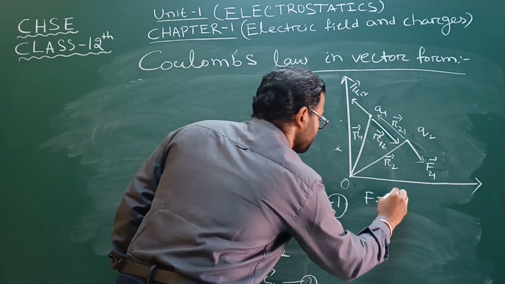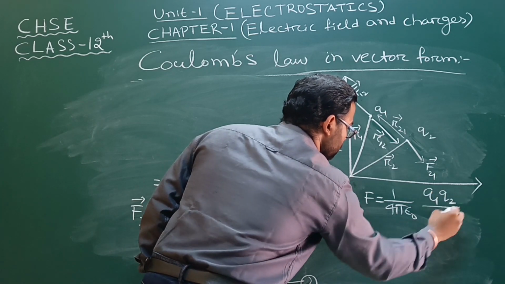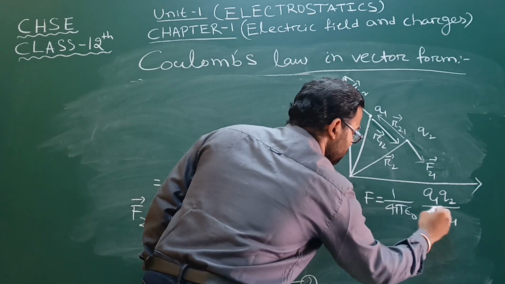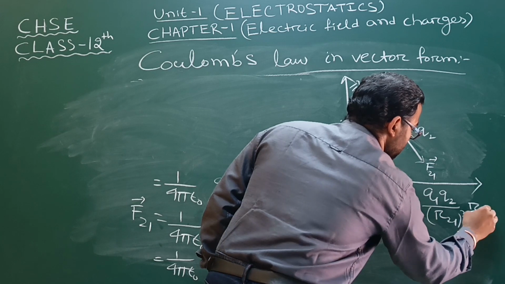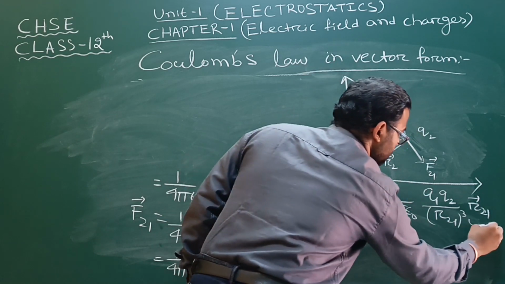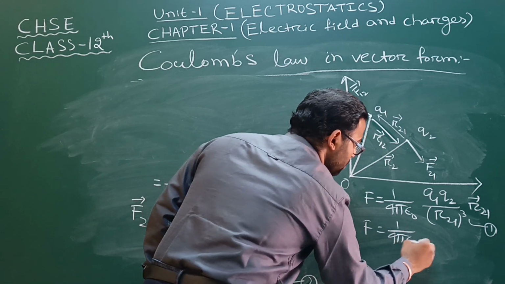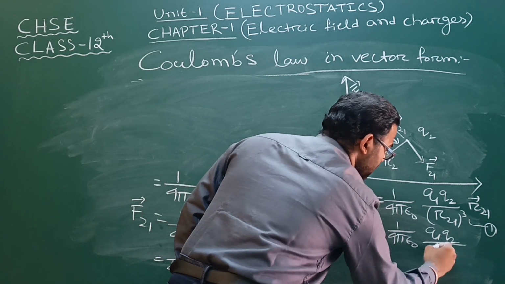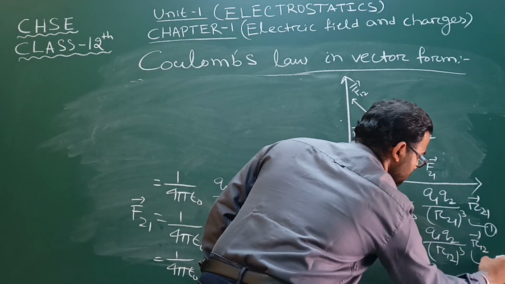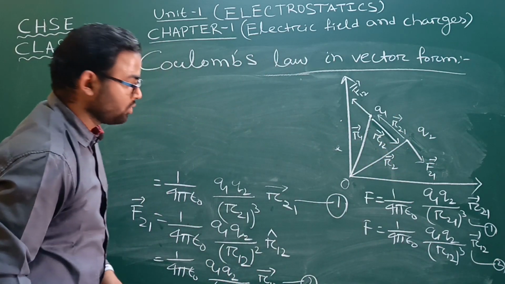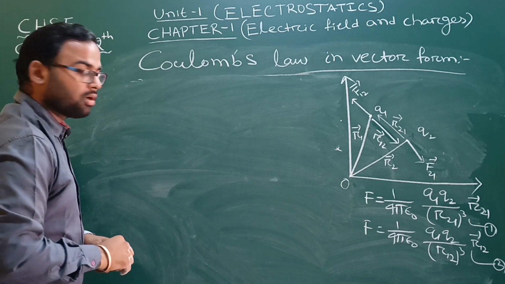F equal to 1 by 4 pi epsilon naught Q1 Q2 by R21 whole cube into R21 vector. This is our equation 1, and F equal to 1 by 4 pi epsilon naught Q1 Q2 by R12 whole cube into R12 vector. This is our equation 2. So now we will calculate the value of R21.